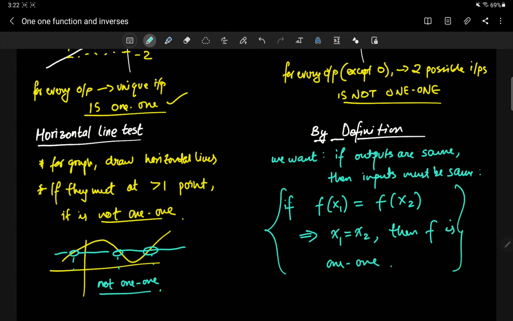Let's unpack this definition. What is this saying? This says that whenever the outputs are equal, then whatever input that caused the output are also the same, then f is 1, 1.